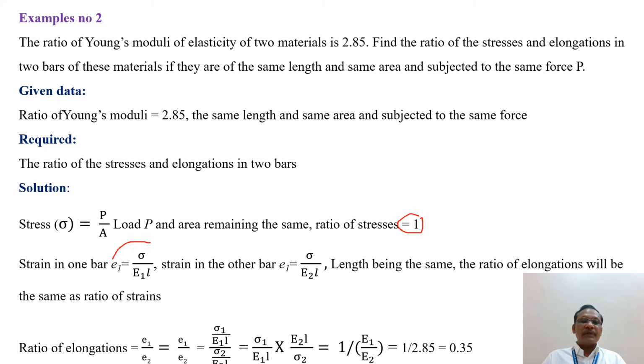So this is for the first member and this is for the second member. Length being the same, the ratio of elongation will be the same as the ratio. By substituting the values of E1 and E2, you will get the ratio of elongation, and by solving the equation, finally you get 1 upon Young's modulus of the first material divided by Young's modulus of the second material. So this ratio will be 0.35.